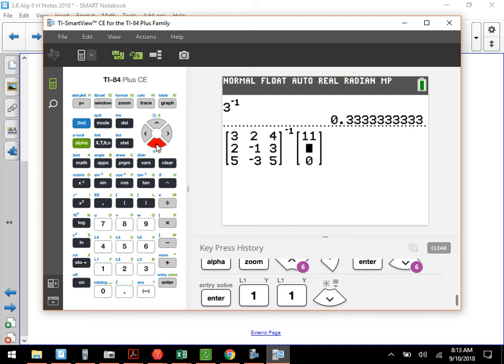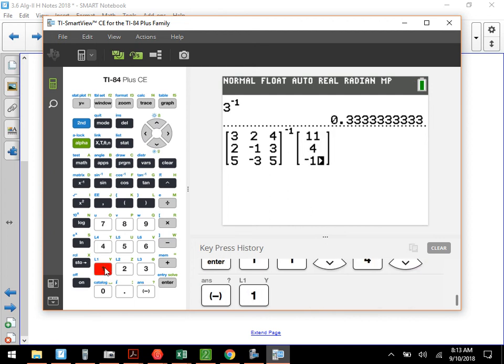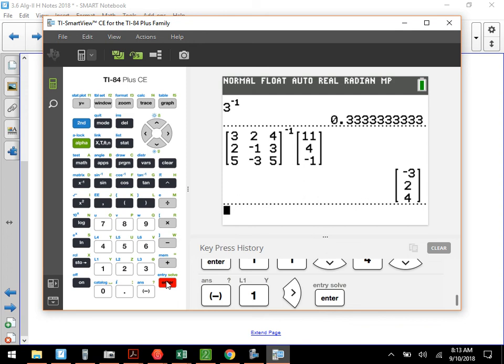(11, 4, -1). What did that just solve? What you just did. X, Y, and Z.